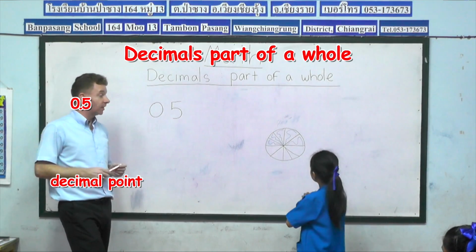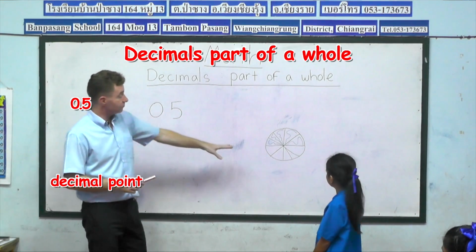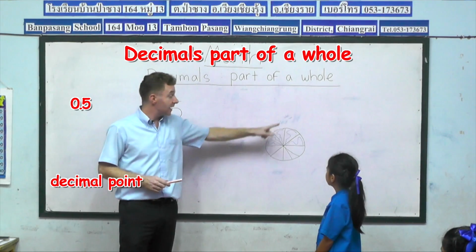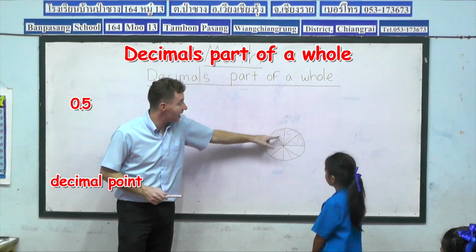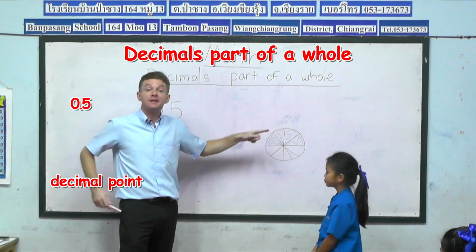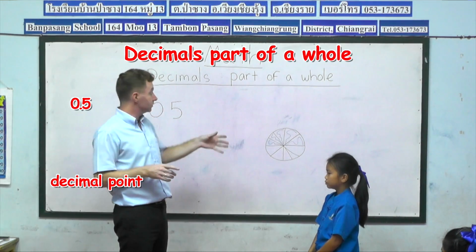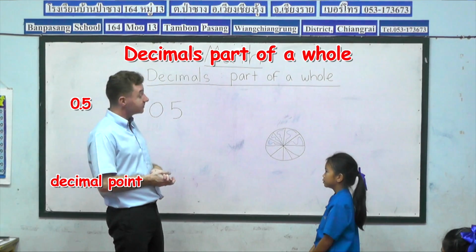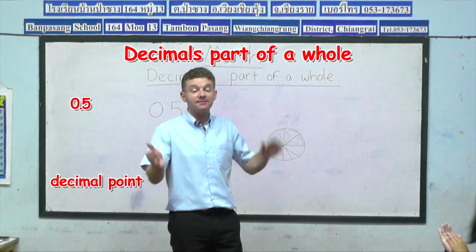Excellent, Prel. That's brilliant. So you can see that the decimal 0.5 is represented in the diagram as 0 being the whole and then 0.5 being the 5 parts of the shape that we colour in. And that's how we represent decimals on a diagram. And Prel, that was brilliant. High five and a big round of applause for Prel, please, guys.